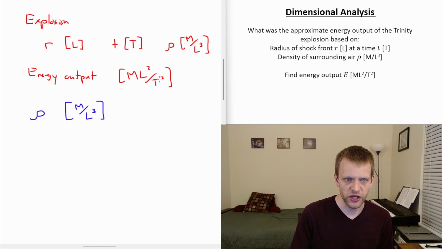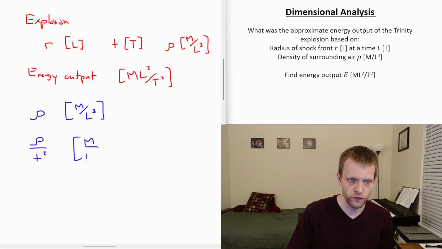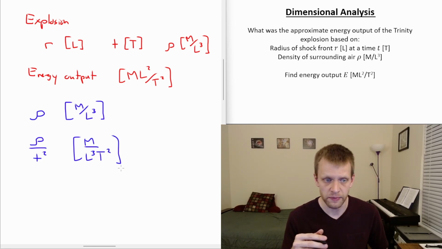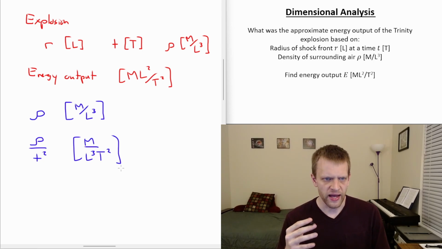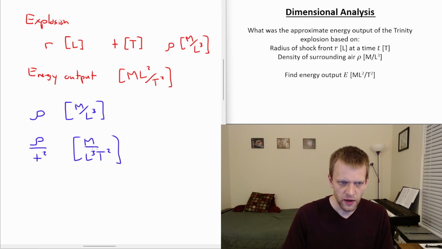Time only shows up in the energy output in the denominator and in this time value. So if I do density divided by time squared, that's going to give me mass over length cubed times time squared. So the time squared is in the denominator. And then we have to go from length cubed in the denominator to length squared in the numerator. Again, the only other term that we have left is the radius of the shock front. So this is the last term that we have.